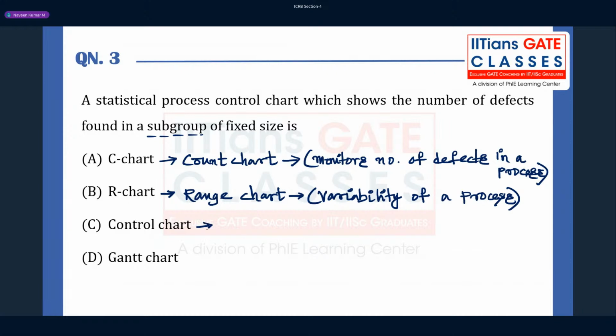Control chart is a kind of super group. Under control charts you get the C chart and the R chart, the X chart. There are so many things, but let's not discuss that. So the C chart and R chart, the count chart and range chart, are types of control charts. It's a graphical representation of the process over time.